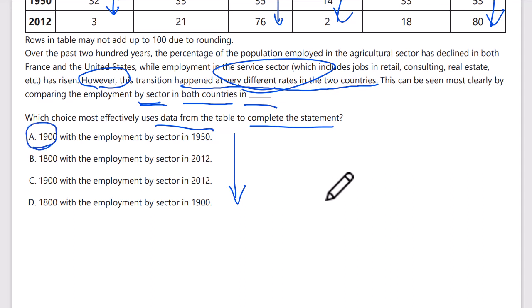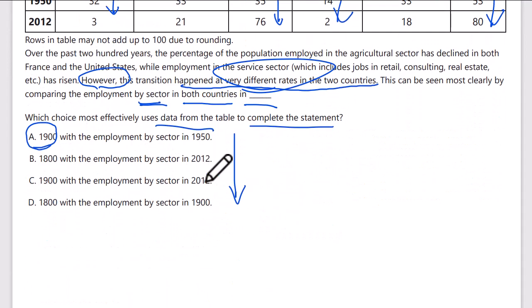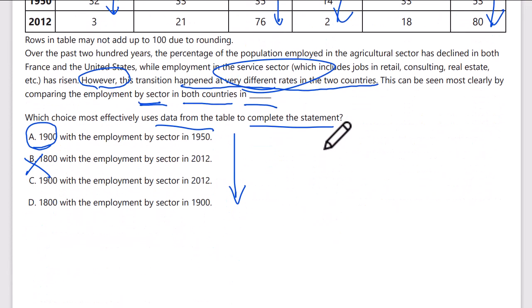1800, let's check this, 1800 to 2012. So the whole period, well, that's what we looked at first. We said, no, those are very similar numbers. So that's not showing any growing at different rates. 1900 to 2012, let's see, that's 43 to 3, 41. Now, even that's kind of similar. So that's not going to beat answer choice A.